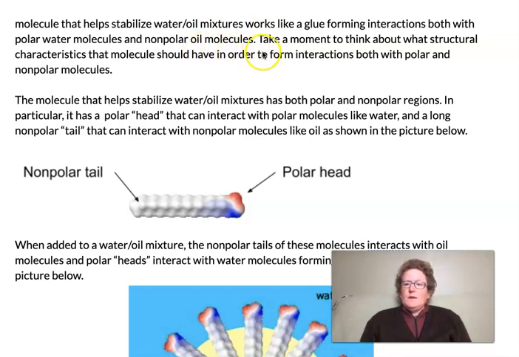Take a moment to think about what structural characteristics that molecule should have in order to form an interaction both with polar and non-polar molecules.